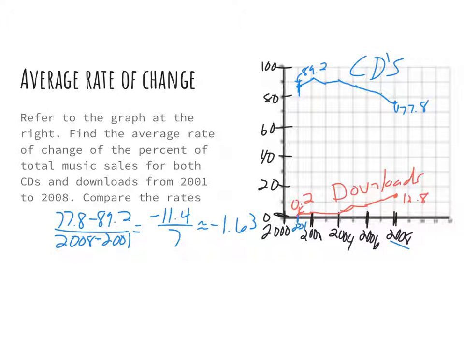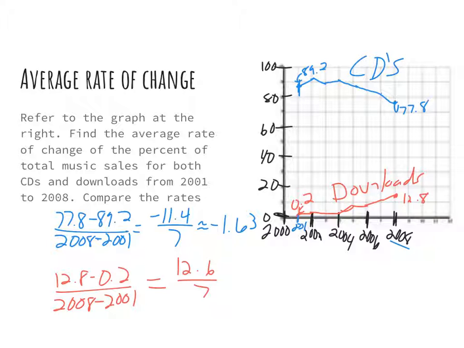Do the same thing for downloads. You'll notice my y values are 12.8 and 0.2, and then I have the same x's because I'm using the same distance. So I'm going to get 12.6 on the top, and I'm still going to get 7 on the bottom. If I do that division, I get 1.8.